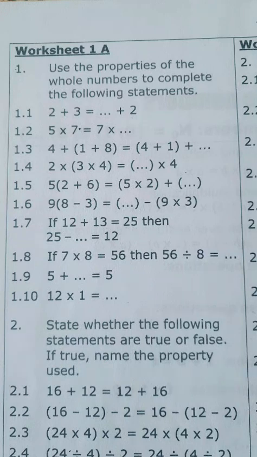Grade 9, 1.6. What is missing in the brackets? We have 9, then brackets 8 minus 3. Then there's a bracket there, dot, dot, dot, dot. So what's missing there? Minus brackets 9 times 3. So what are we supposed to have inside that bracket?